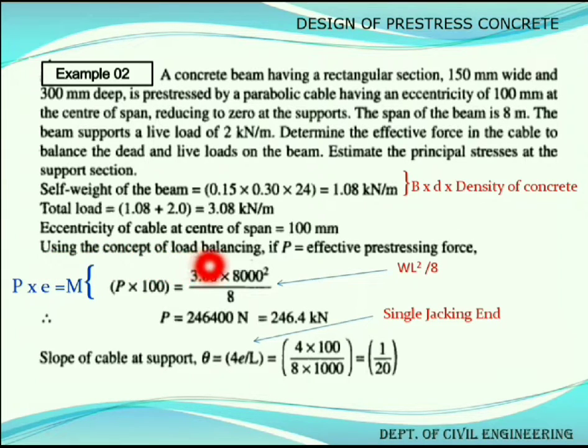Now this is the most important thing in this example. We use the concept of load balancing: if P is the effective pre-stressing force, P into E is equal to M. This part is very important, as we are using the basic concept of load balancing. Therefore P into E is equal to M, where M is nothing but WL square by 8 for a simply supported beam. Substituting W as 3.08 kilonewton per meter and the length 8 meters in terms of mm, then dividing by 8, we get P as 24640 Newton or 246.4 kilonewton.